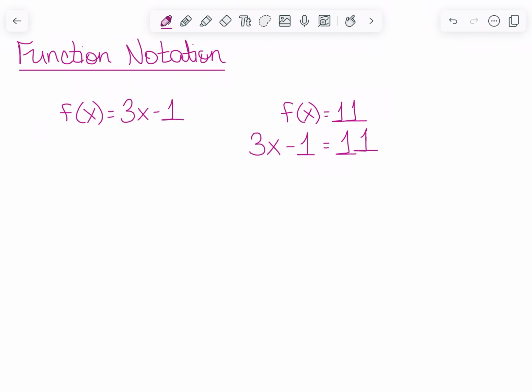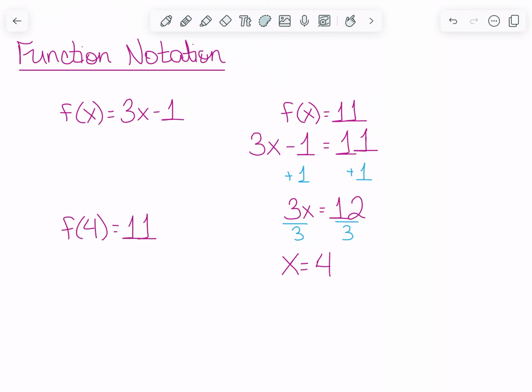We know that f of x is equal to 3x minus 1, so we change the f of x to 3x minus 1. That gives us 3x minus 1 is equal to 11. Adding 1 to both sides gives us 3x equal to 12. And dividing both sides by 3 gives us that x is equal to 4. So this tells us that the input of 4 would give the output of 11. In function notation, we have that f of 4 is equal to 11.